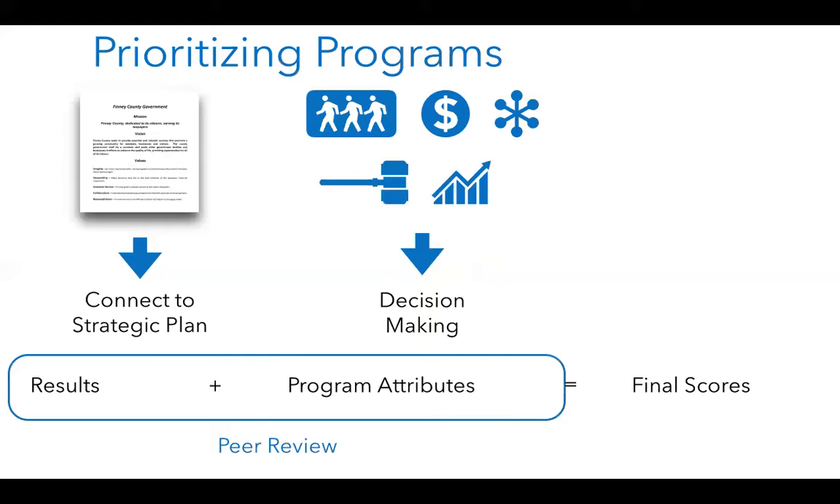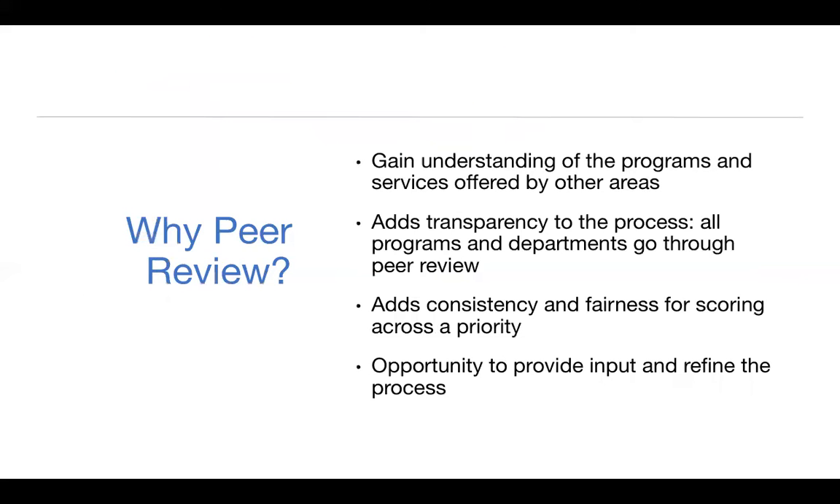Okay, well, we're going to just jump right into peer review then. So why do we do peer review? Peer review, in my opinion, is one of the most important pieces of this priority-based budgeting implementation. The reason I feel that way is that I think it takes the emotion out of scoring, and it takes the emotion of how something might fall in the quartiles, and it really truly adds a level of consistency and fairness.